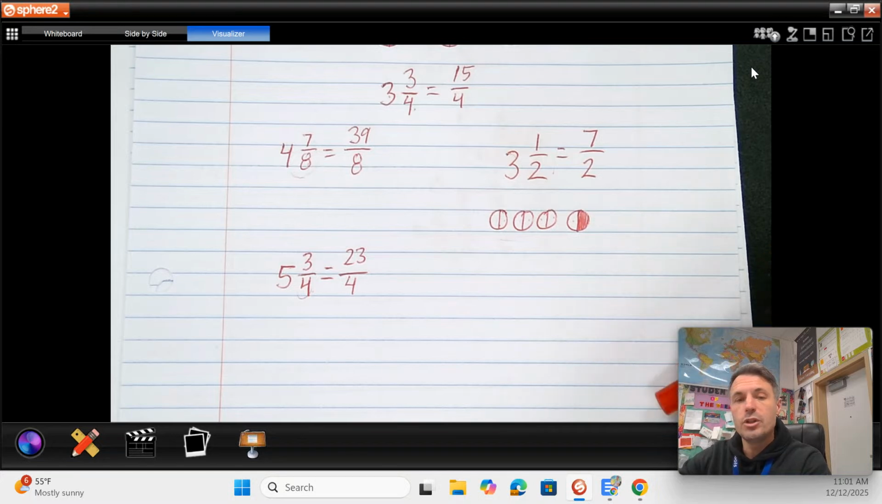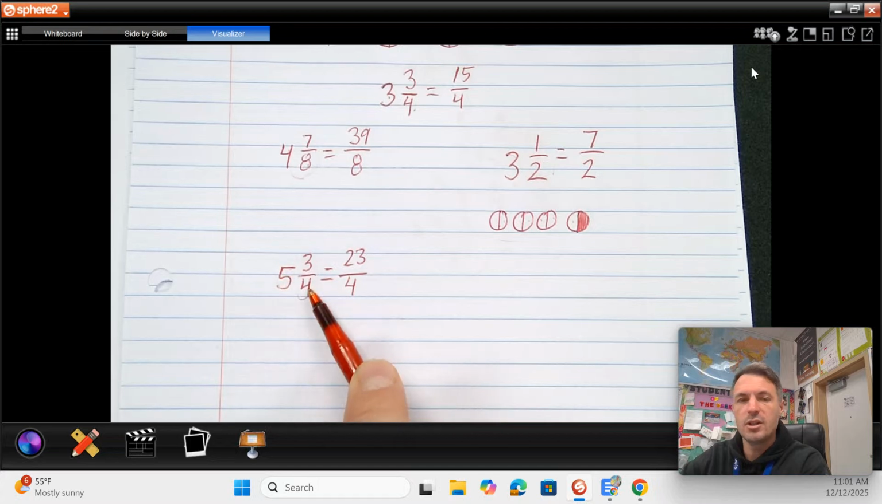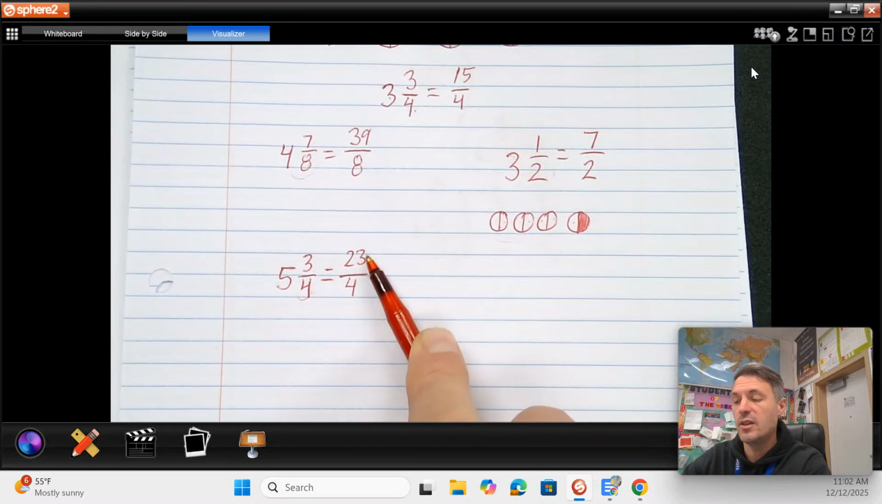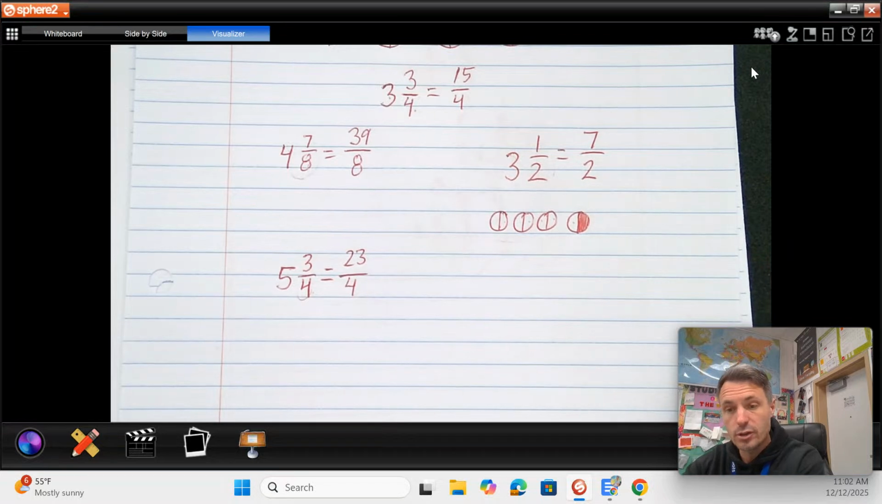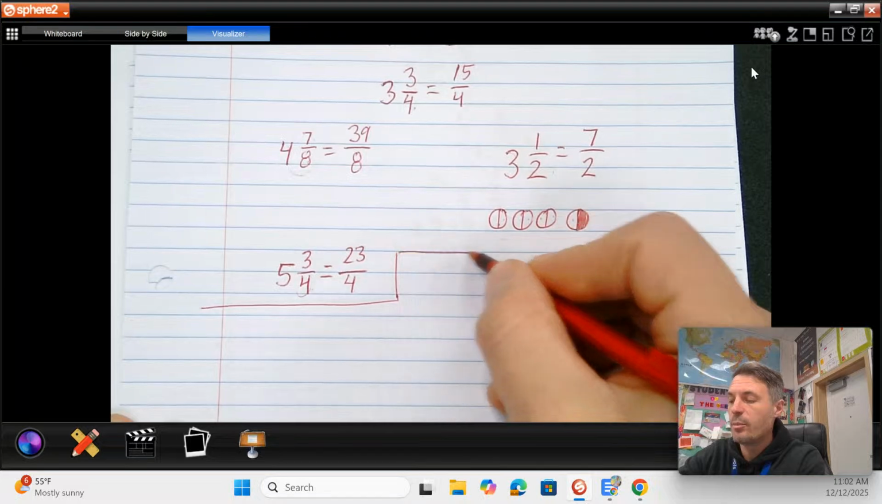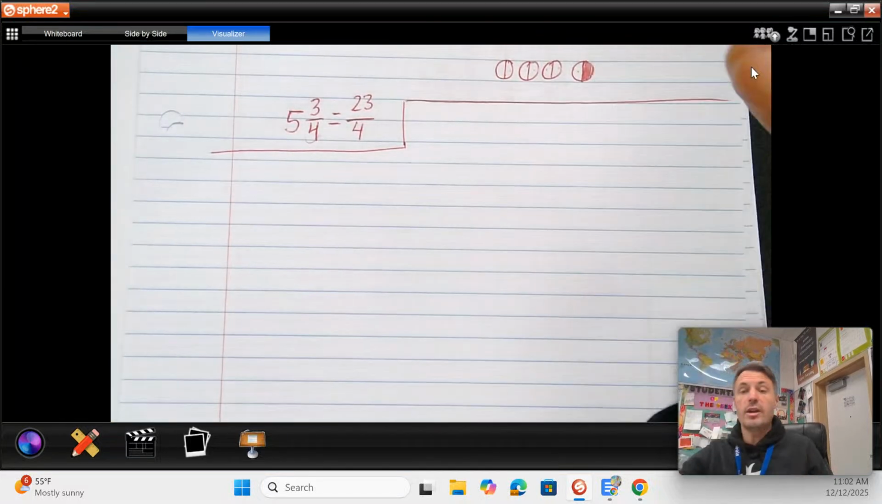So that's how we change a mixed number to an improper fraction. You multiply the whole number times the denominator, and then you add the numerator to whatever that answer is. That's how we got 23, and then the denominator 4 stays the same. What about going the other direction? How do we change an improper fraction to a mixed number?